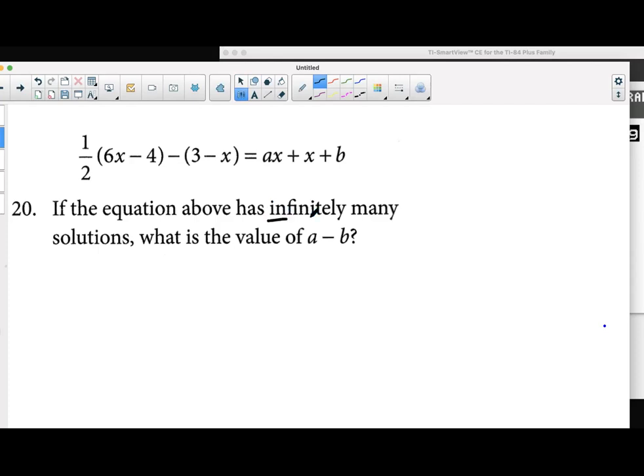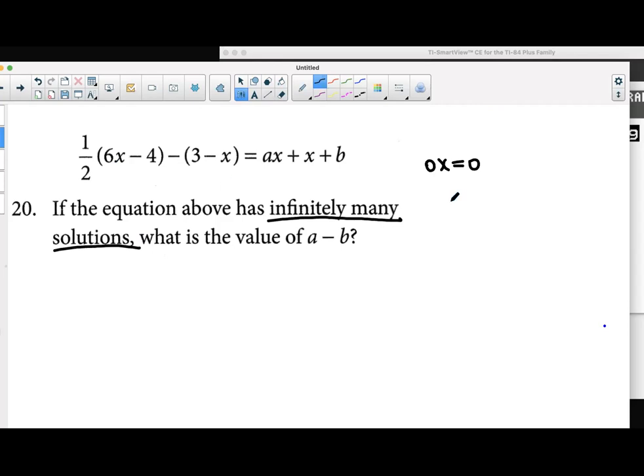We need to understand what it means by infinitely many solutions. Infinitely many solutions implies that we're going to get 0x equals 0. In that case, we're going to get infinitely many solutions. Meaning all the x's have to cancel away, and then all the constants have to cancel away. Then let me try to organize my left side. So that's the first method right now.